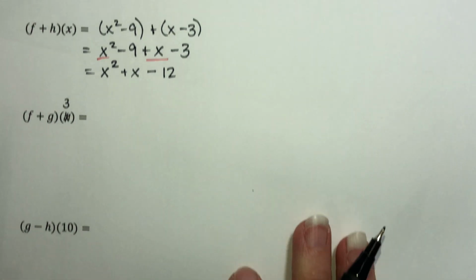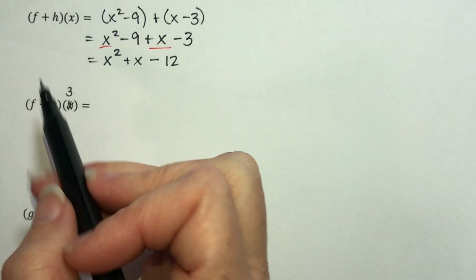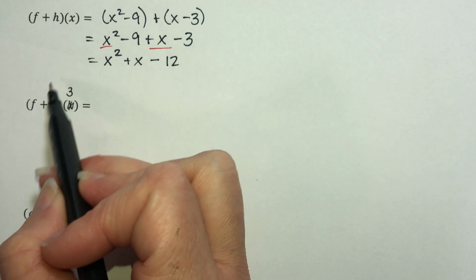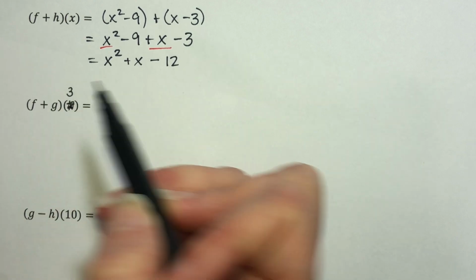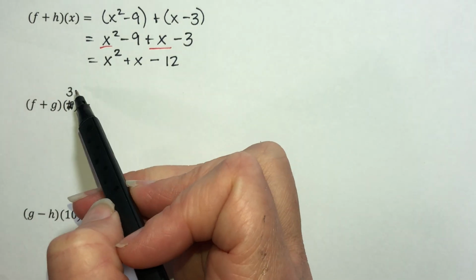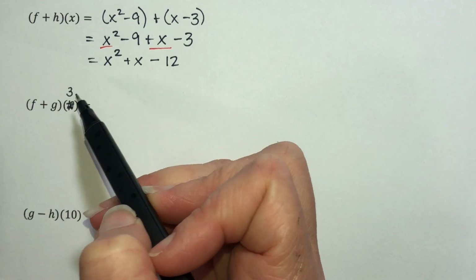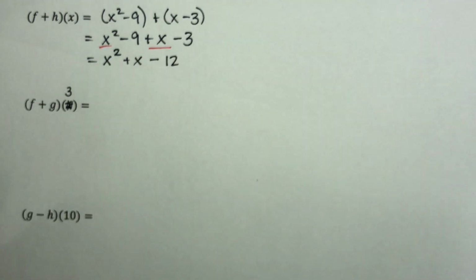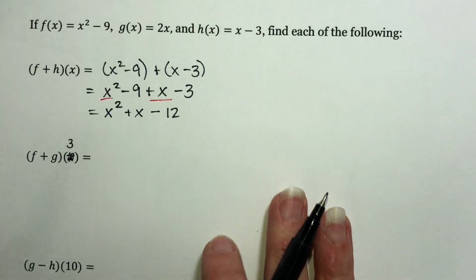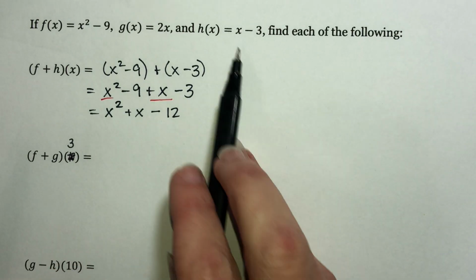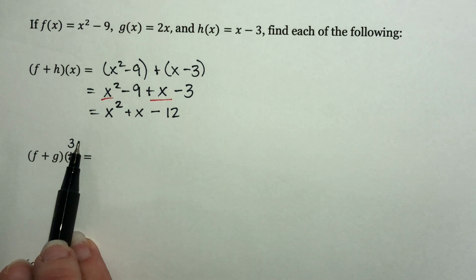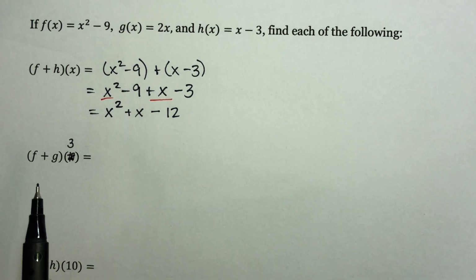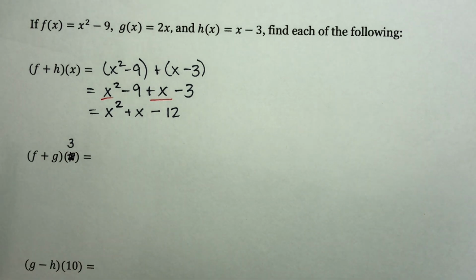Okay, now I had a typo here. This should be f plus g of 3, not x. Now this is the first time we have one with a number, and there really are two ways you can do this. The first way is you could pretend it has an x, do all this work, and then plug in 3 at the end. Sometimes that's the easiest way. Most of the time, it's not.